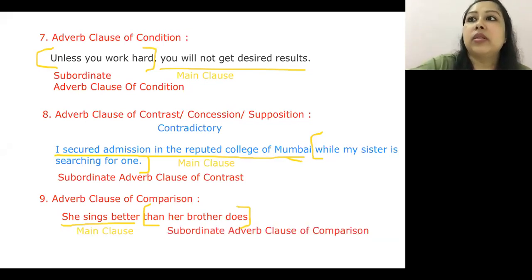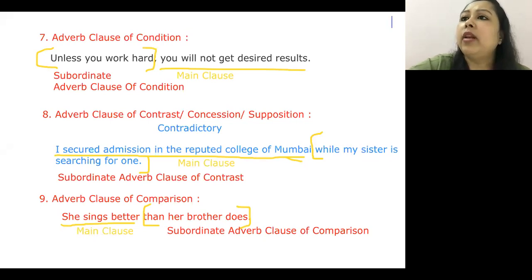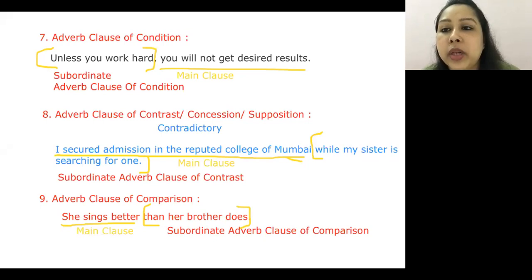Why will better not be a part of the subordinate clause? Joey, better is my adjective. It is not my conjunction. Than is my conjunction. And generally, a subordinate clause begins with the conjunction and ends at its predicate.